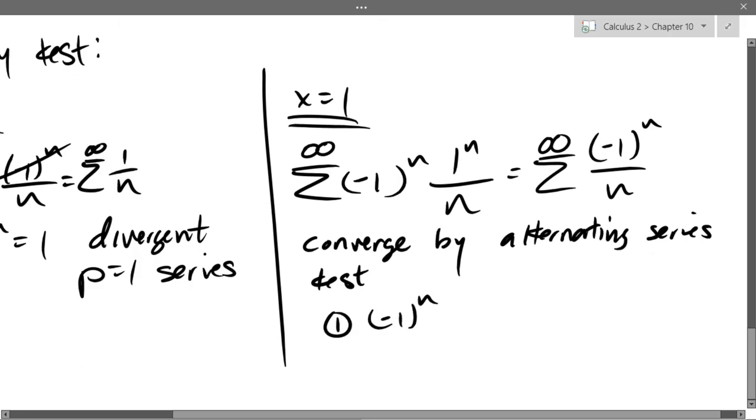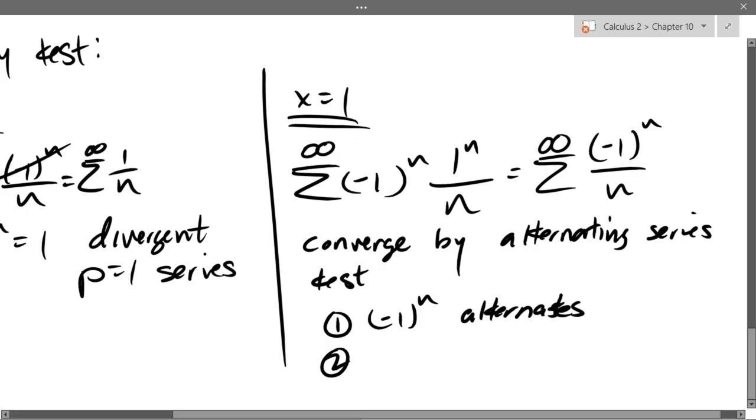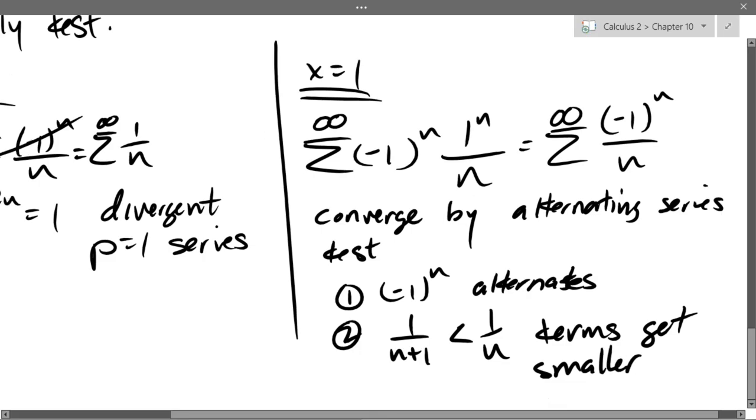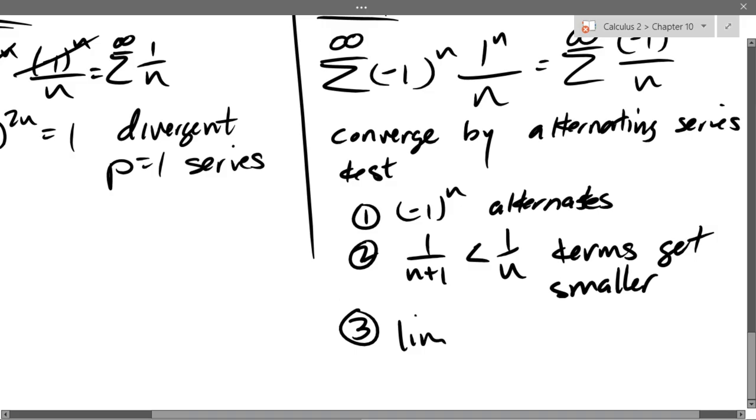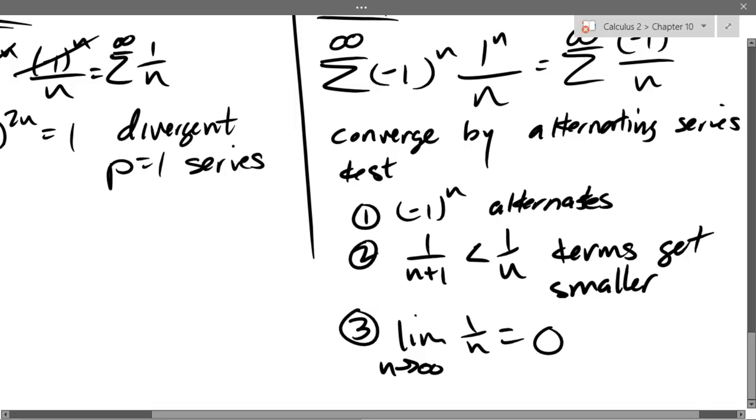1, you got the negative 1 to the n is the alternating. So that alternates, as the terms get smaller. Is that right? The absolute values get smaller, yeah. So we got 1 over n plus 1 is less than 1 over n, so terms get smaller. And last up, limit of 1 over n as n approaches infinity equals 0. So those are our three things that we needed right there. Okay, so we converge at 1.